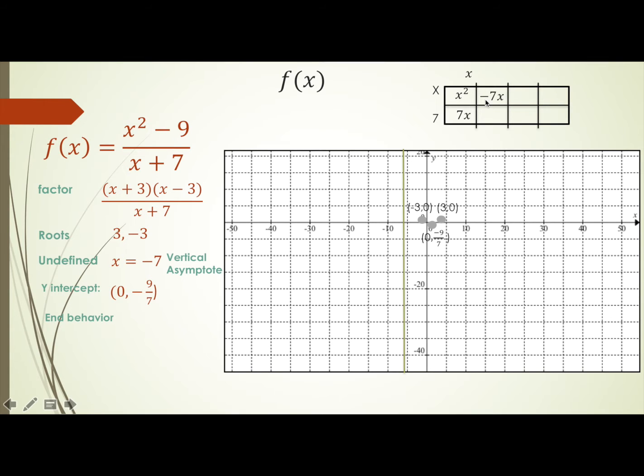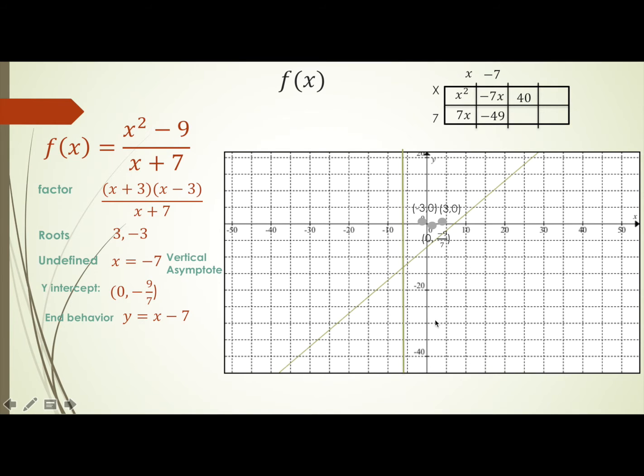X times what gives us negative 7x? That would be negative 7. Negative 7 times 7 is negative 49. To get negative 9, we have to add 40. Our answer is x minus 7 with a remainder of 40. The remainder doesn't matter in our end behavior, it's just this part right here. So our end behavior function is y equals x minus 7. Let's graph that line. This is our slant asymptote.